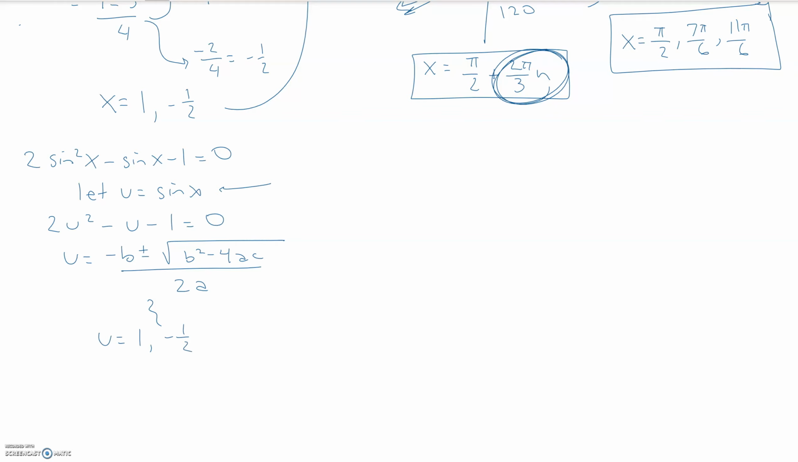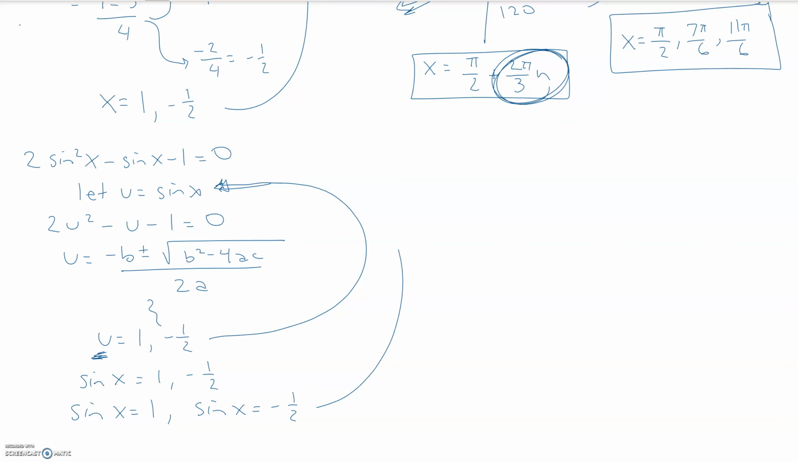But now at the very end, we've solved for u. Now we come back to the u substitution idea of, hey, we're going to let the variable u equal sine x. So where we've got u equals 1 and negative 1/2, we're now going to say we have sine x equals 1 and negative 1/2. We're simply going to swap the u back out for the sine x. Then you can separate your equations: sine x equals 1 and sine x equals negative 1/2.